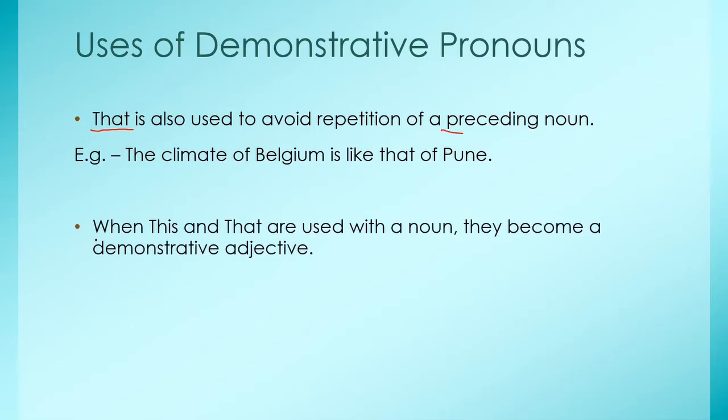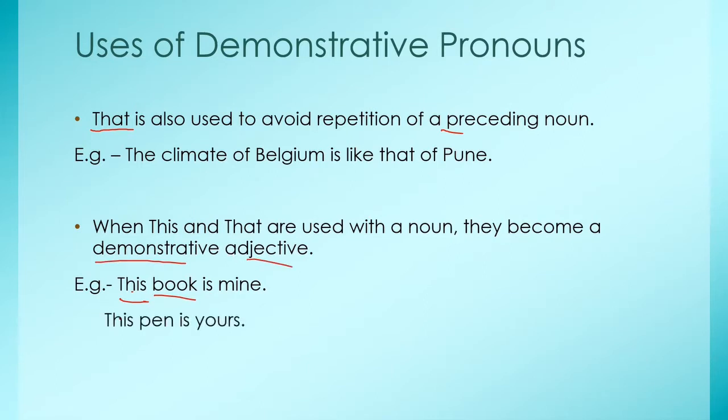Second, when this and that are used with a noun, they become a demonstrative adjective. Example, this book is mine. Here, this word is used with the noun book and hence works as a demonstrative adjective. This pen is yours. Here too, this works as a demonstrative adjective.